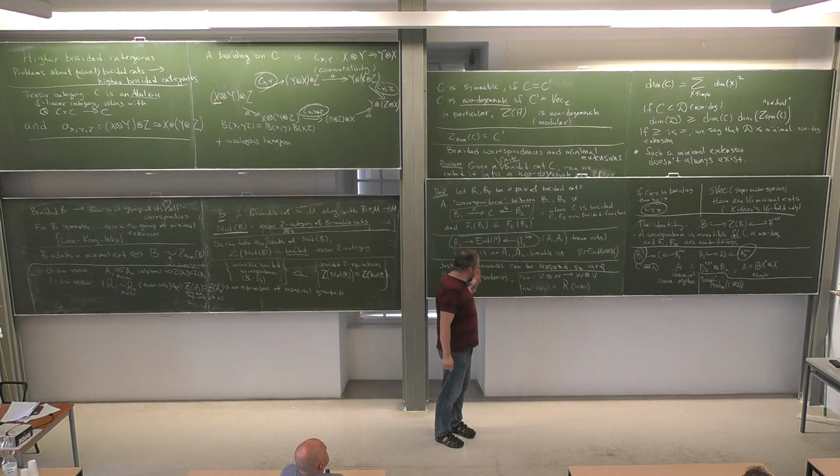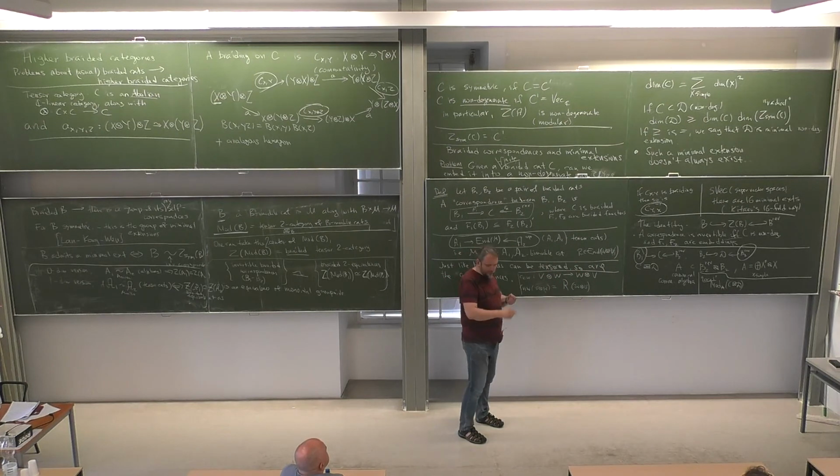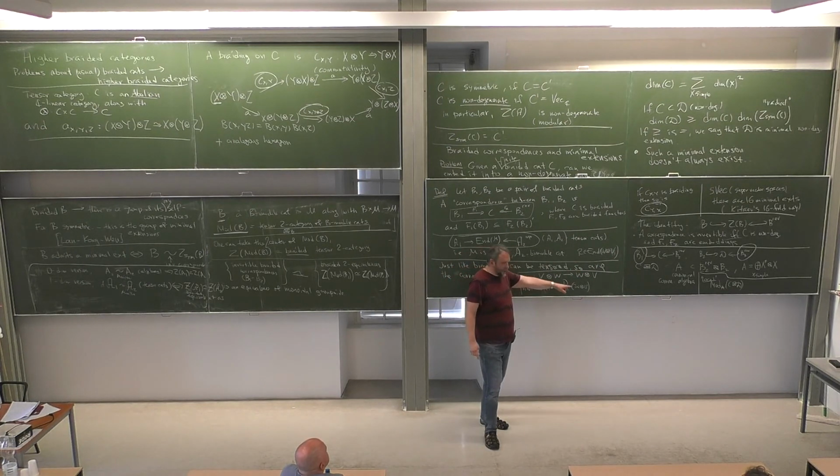And then again, braiding is to satisfy certain conditions, right? That is the hexagon. But this would translate into the Yang-Baxter equation for R.